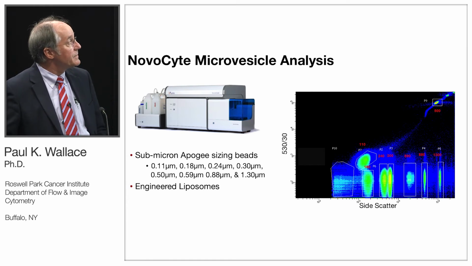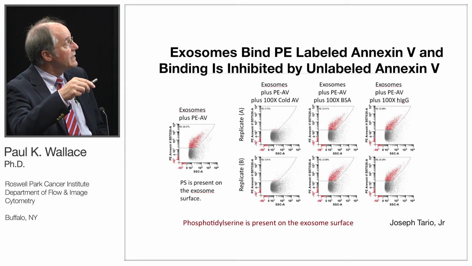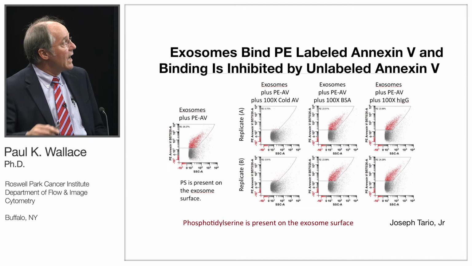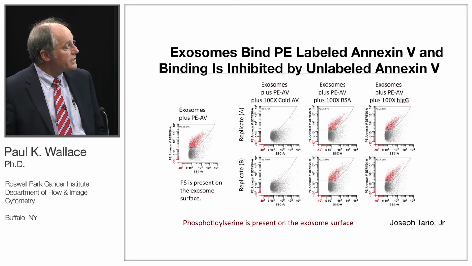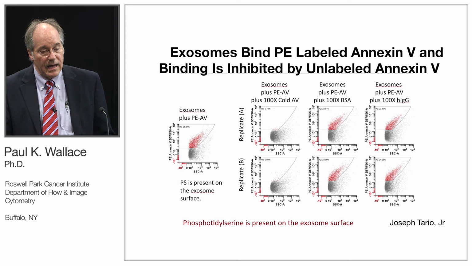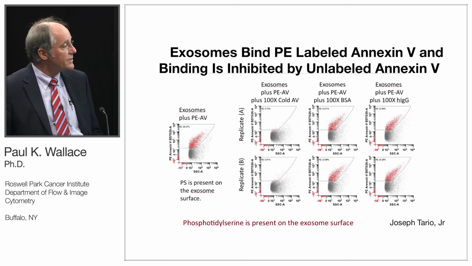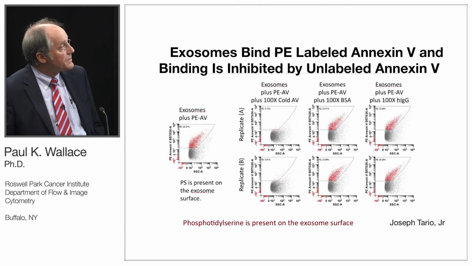So here's some data basically looking at phosphatidylserine. It's just coming in with an Annexin 5 that has phycoerythrin on it, and you can see clearly that at least a portion of this preparation is expressing phosphatidylserine. This is work that Joe Tari at the lab did, and it's blockable.